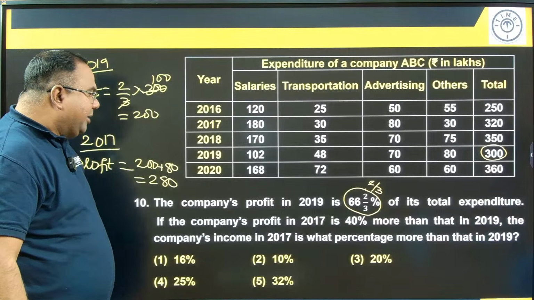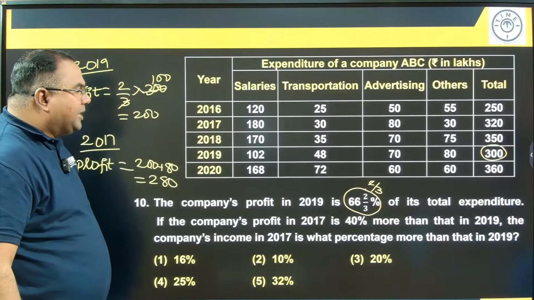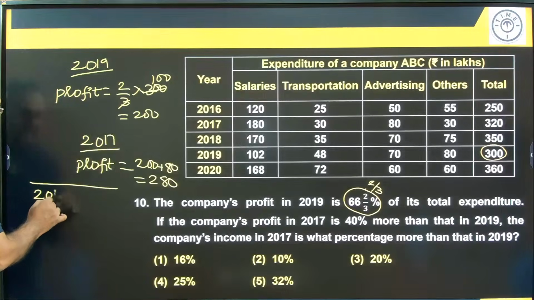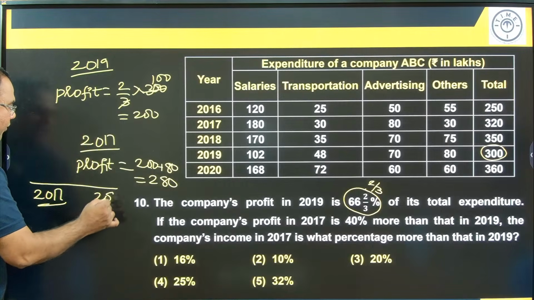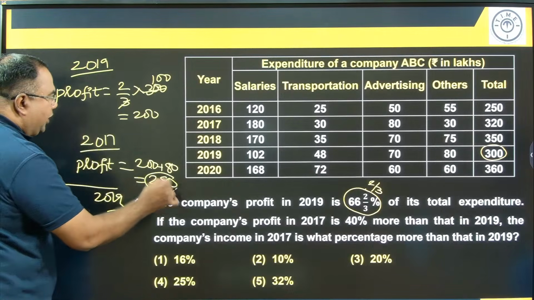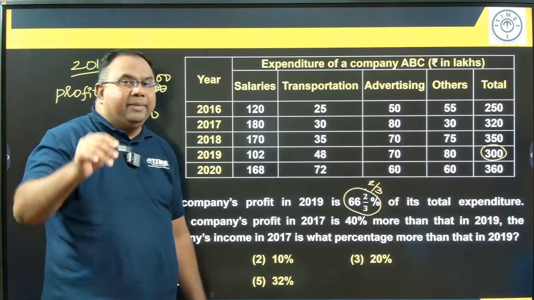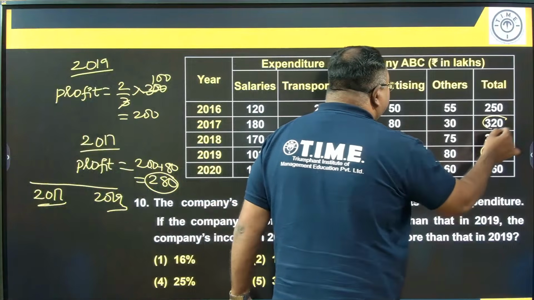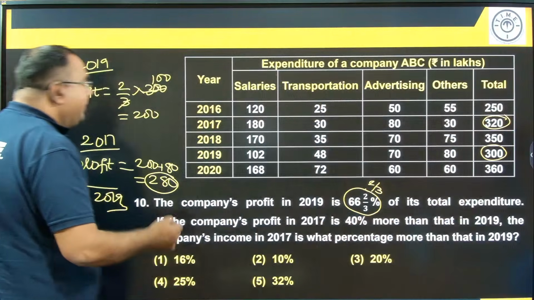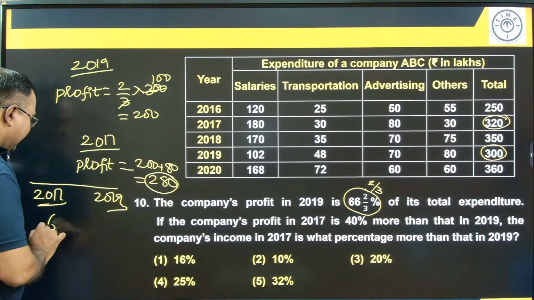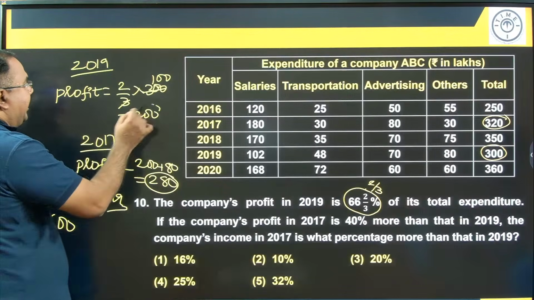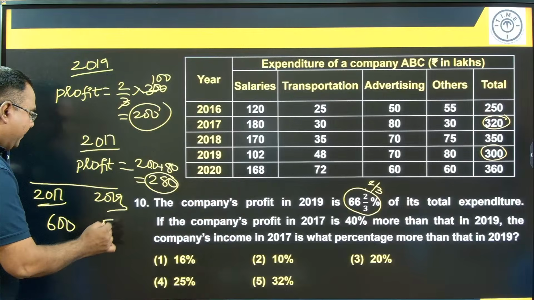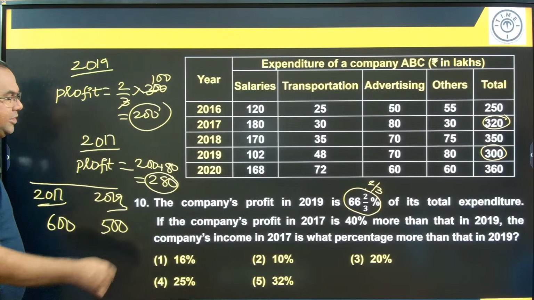Now, what is the question? The company's income in 2017 is what percentage more than 2019? How do you get income? Income is expenditure plus profit. In 2017, my expenditure is 320 and my profit is 280. So it is 600. In 2019, profit is 200 and my expenditure is 300. So it is 500. So 2017 is what percentage more?